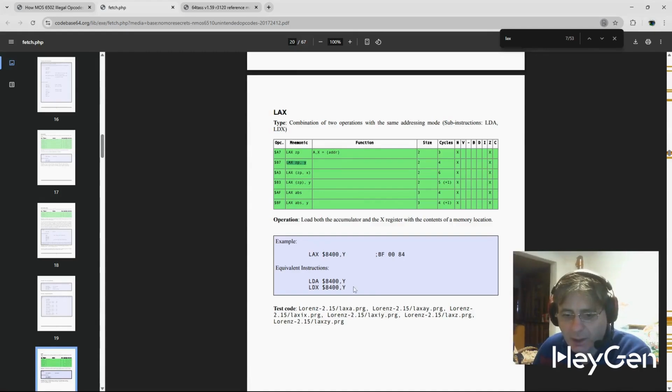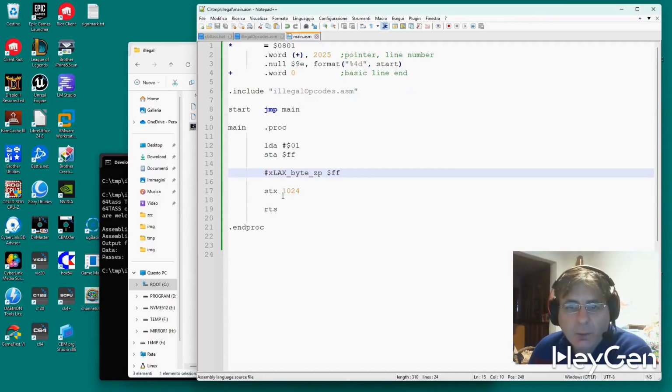Essentially, LAX behaves exactly like loading the value both in the A register and in the X register. Obviously, one must also refer to the status registers, because just as the value is normally loaded into the accumulator, the other two registers are also set, as you can see here from the table. This must be kept in mind not only in assembler programming normally, but particularly with these types of opcodes. Now let's see this opcode in action.